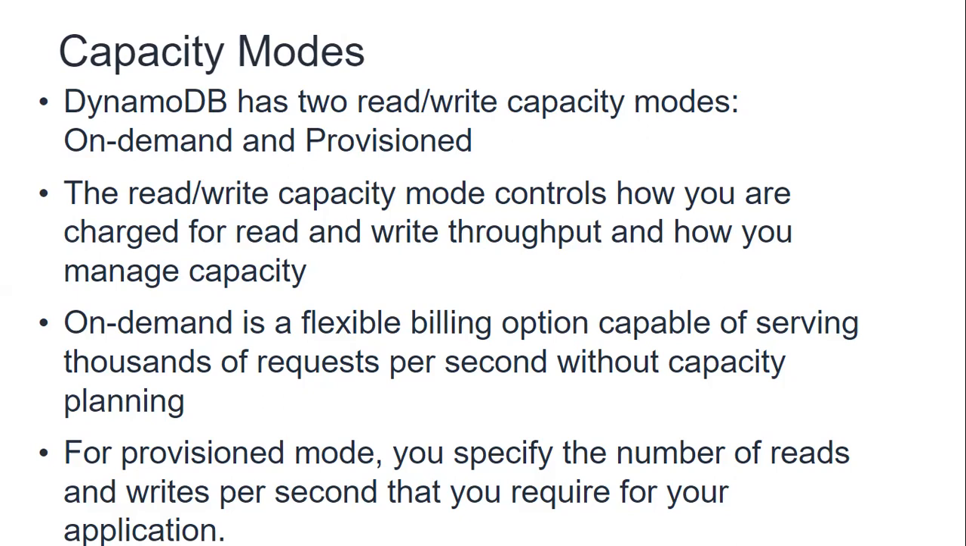On-demand, you don't necessarily say how many reads you want to do at a time or how many writes you want to do at a time. It's provisioned that you tell Dynamo how many reads you want to do at a time concurrently and how many writes you want to do concurrently. So provisioned will allow you to specify that. On-demand will just allow you to make a write when you want to. And that determines your cost also, right?